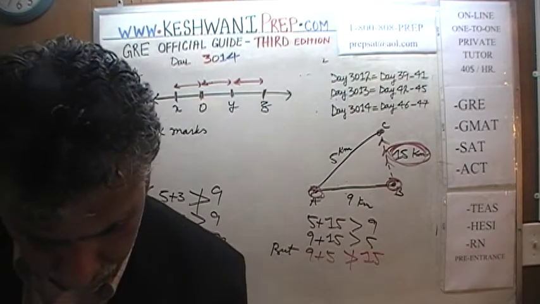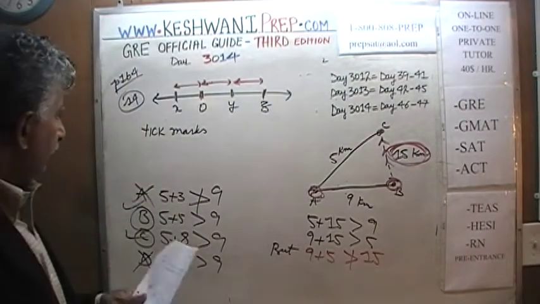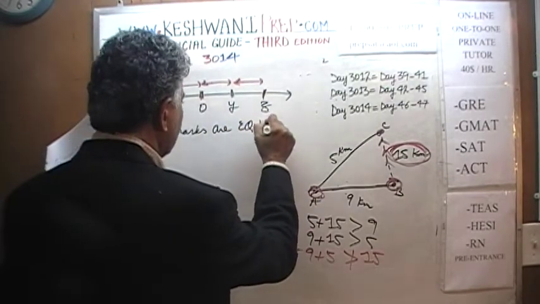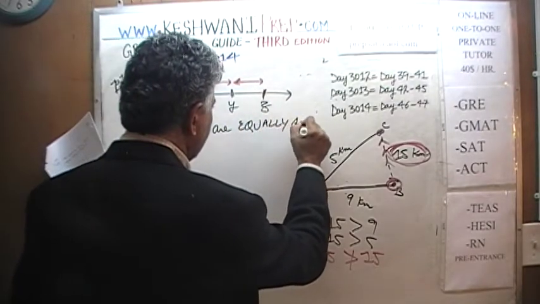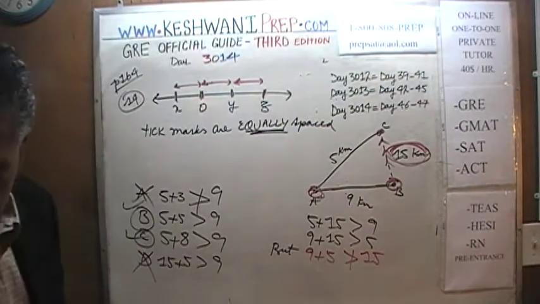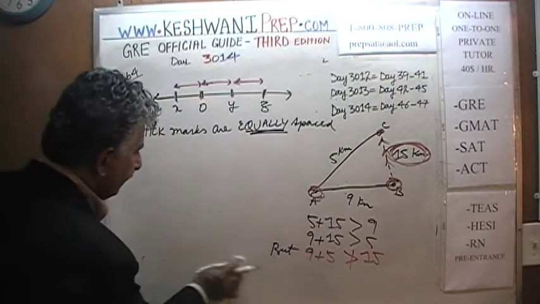X, Y, and Z tick marks are equally spaced. And that is very important here in order for us to be able to solve the problem. We are done with this, we can get rid of it.